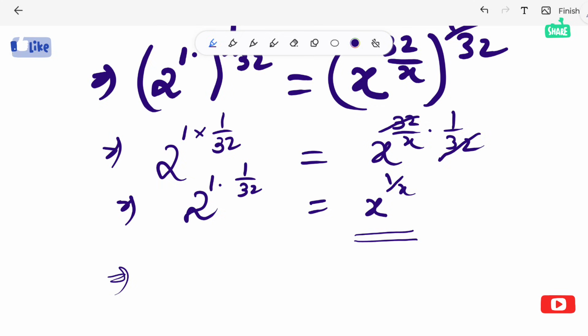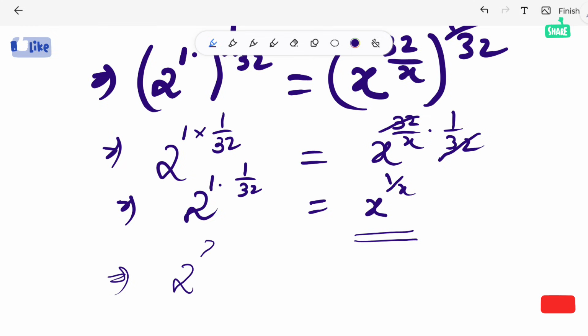Now the base is 2, which is having power 1 by 32. Now just convert this base and this 1 by 32 similar to the right hand side. You'll get the value of x. Okay, so how can it be done? See the magic and see the steps that I am taking right now.